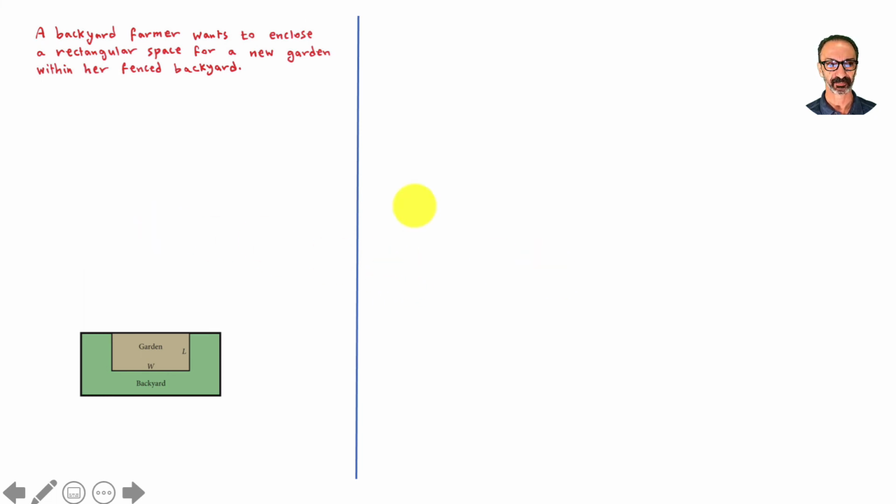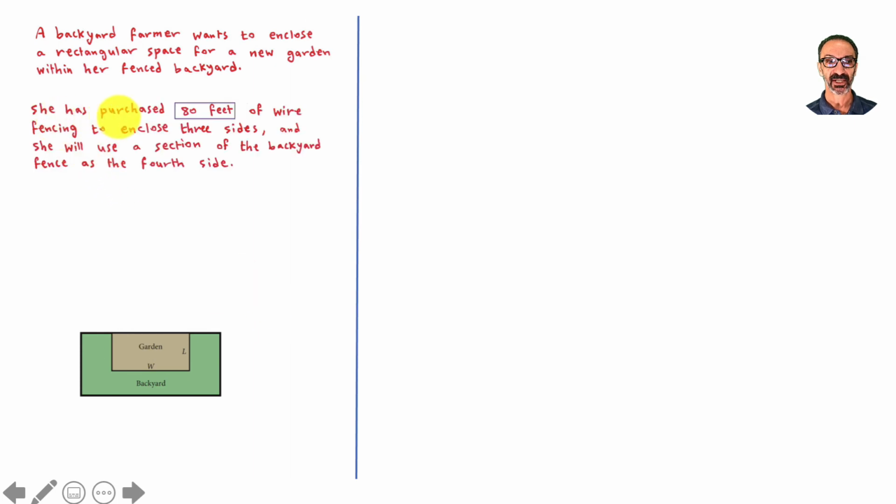Take a look at this problem. A backyard farmer wants to enclose a rectangular space for a new garden within her fenced backyard. This is the backyard, and the enclosed garden right here. This is the garden. She has purchased 80 feet of wire fencing. So she wants to design a garden like this in her backyard. She wants to use a fence right here, here, and here, and she's going to use the same fence from the backyard here. So only 3 sides.